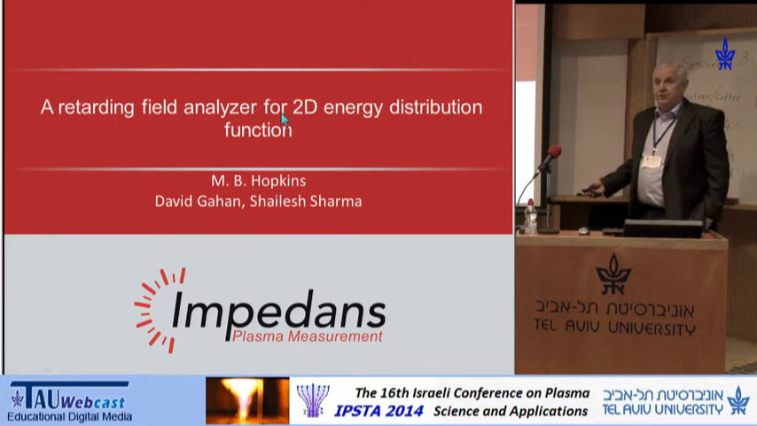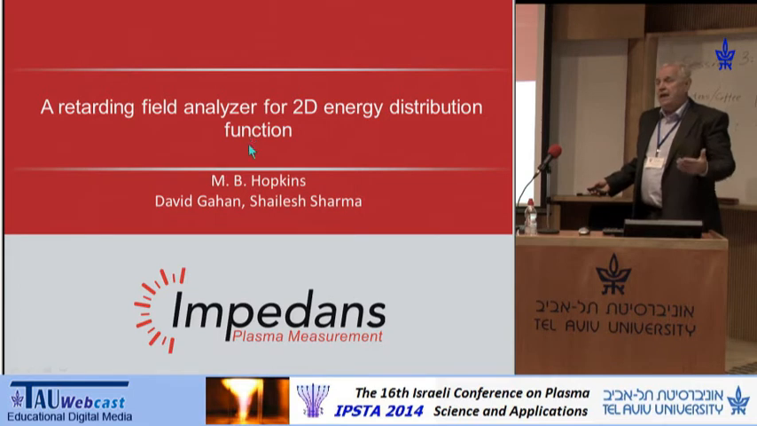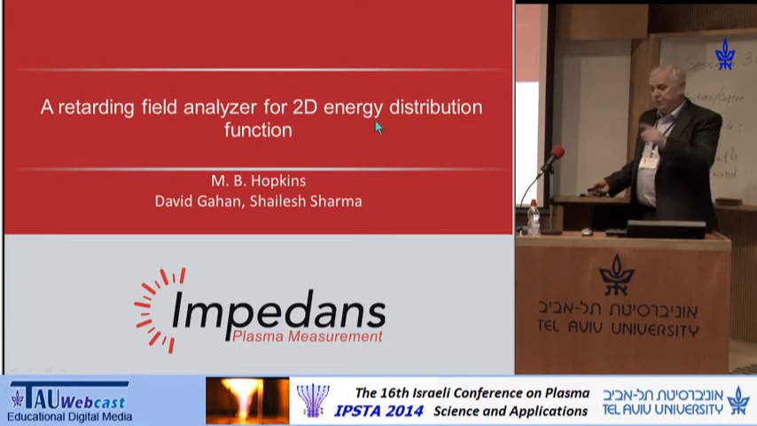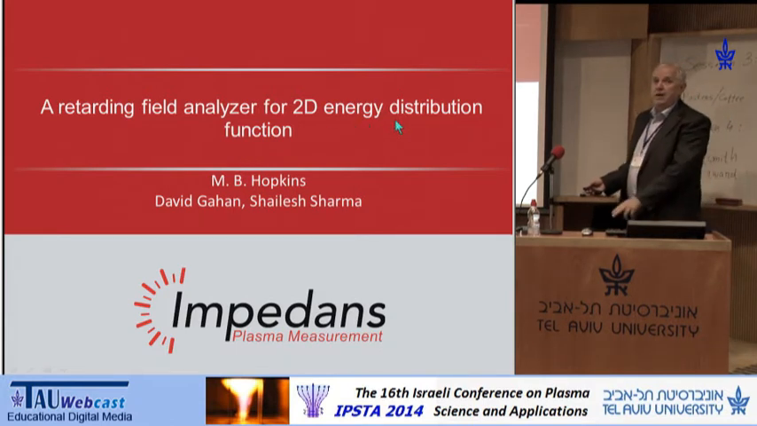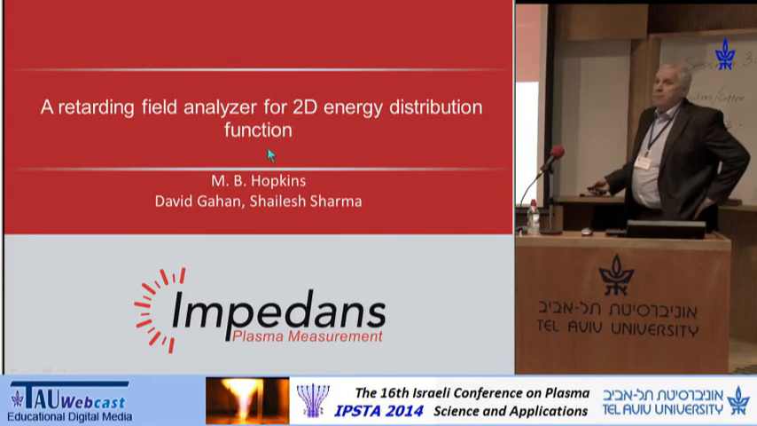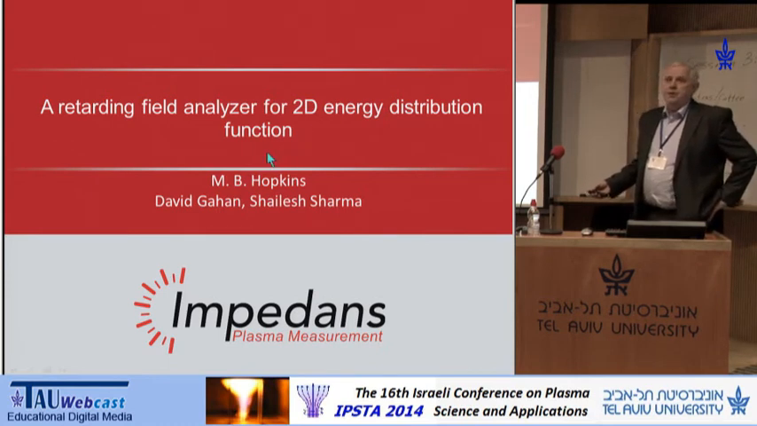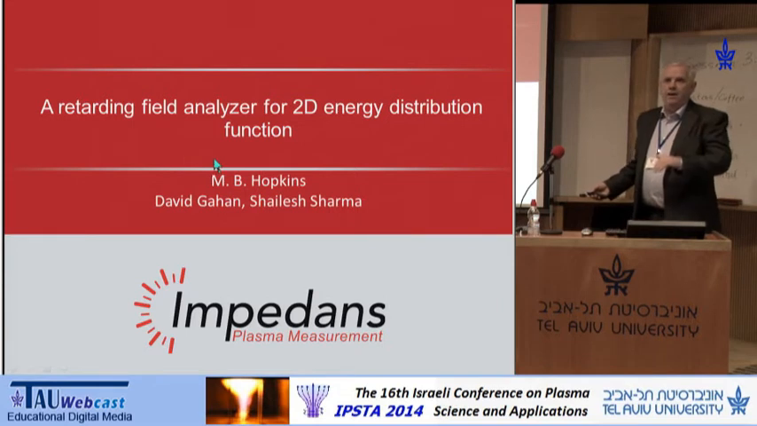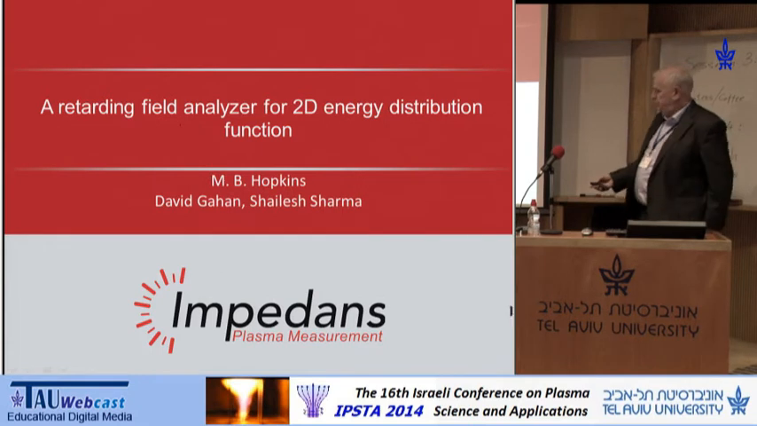retarding field energy analyzers. Retarding field energy analyzers are multi-grid systems used to analyze ion energy distribution functions. So the energy of ions arriving at a surface. You want to measure the flux and the energy of ions arriving at a surface. But in some applications, knowing the one-dimensional energy is not sufficient. And people would like to know what is the angle of the ion arriving at the surface as well as the energy in the perpendicular direction.